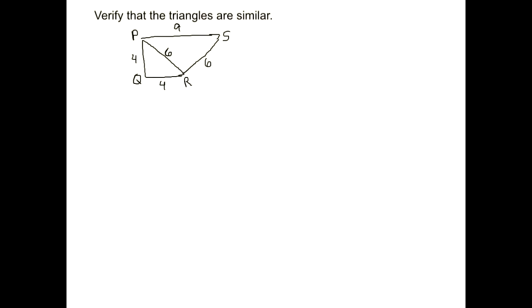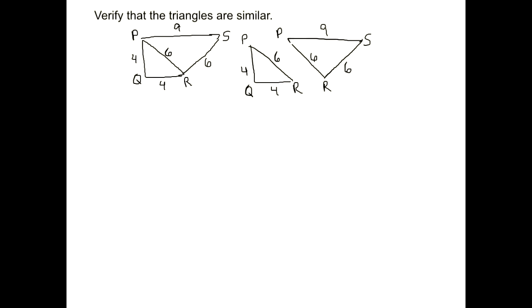Okay, so here we have a problem where we need to verify that the triangles are similar. So as you can see, I have two triangles here. I have PQR and I have this triangle here, PRS. And you'll notice that I have 4 and 4. Those are two smaller sides. And on this triangle here, which is the bigger triangle, 6 and 6 are the smaller sides. So sometimes it's helpful to separate these triangles out. So I've separated the triangles out a little bit so it's easier to see. And we have a 4 and a 6 and a 4 and a 6.